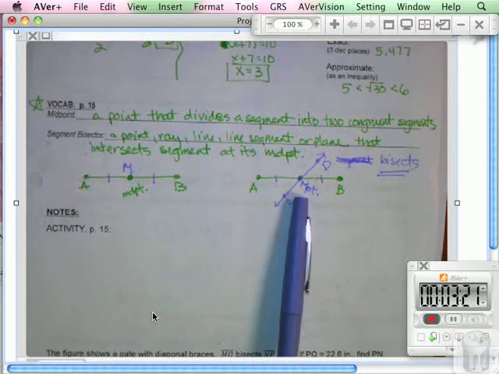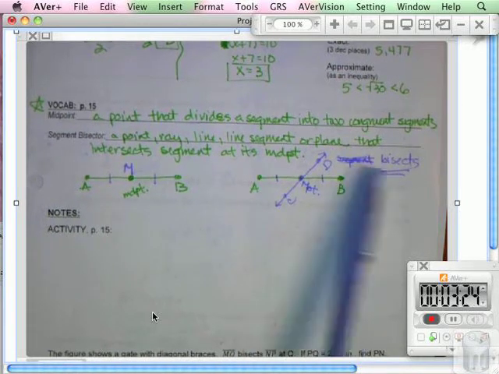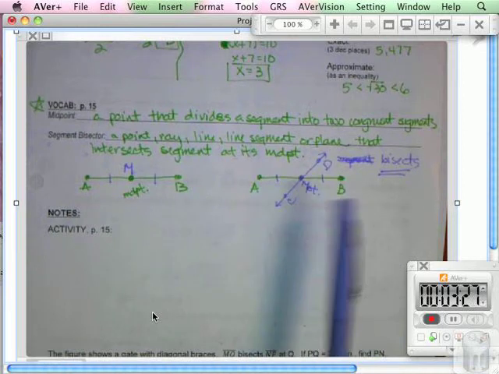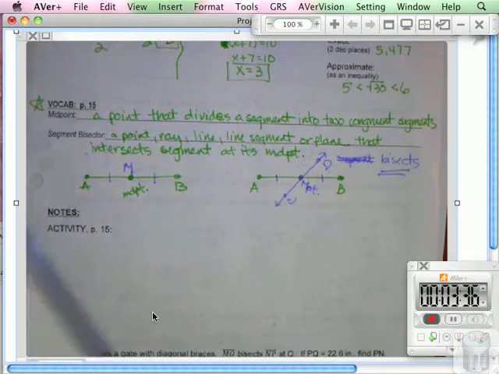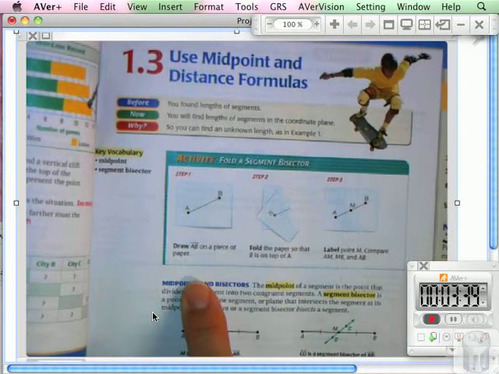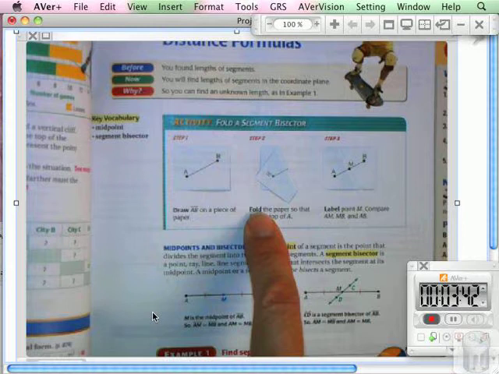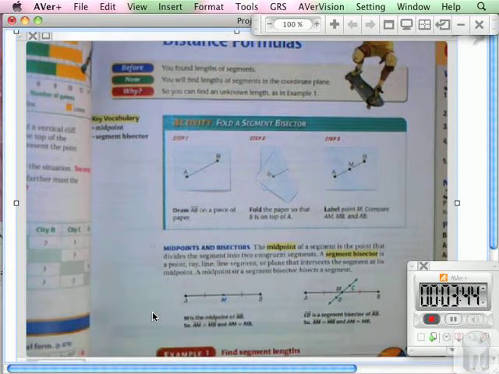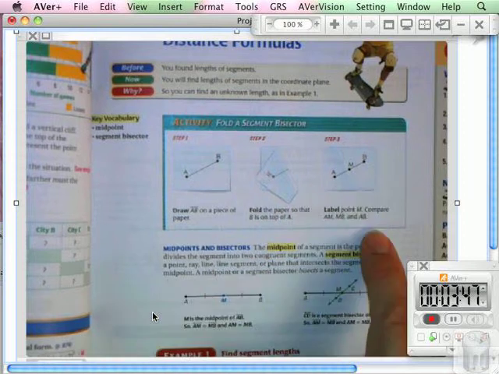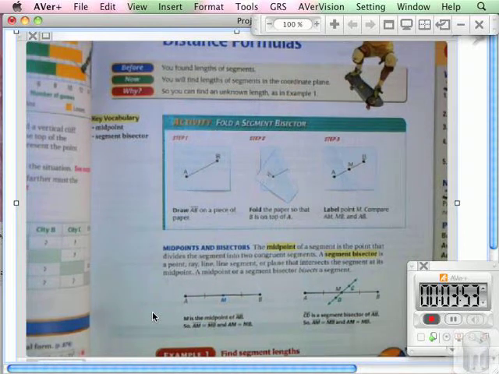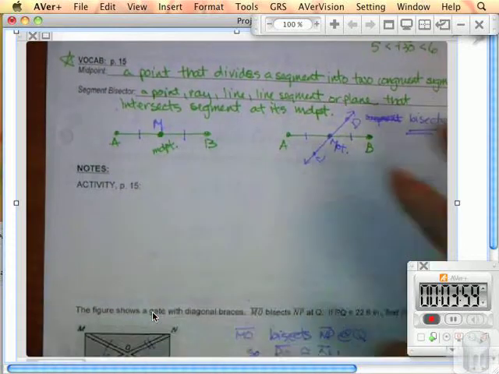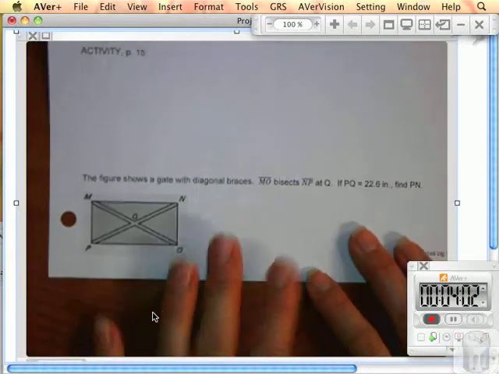Right here? Midpoint. Bisects. If it says this line bisects segment AB, that means it cuts it in half exactly. Okay? I was going to do this little activity, but it's so basic, so we'll just look at it. You draw segment AB on a piece of paper, fold the paper so that B is on top of A, so you would fold it exactly in half, label point M, and compare. What do you think you would find when you measured those with a ruler? Yes, and M is the midpoint, okay? All right, so let's go on and work with some of this stuff.